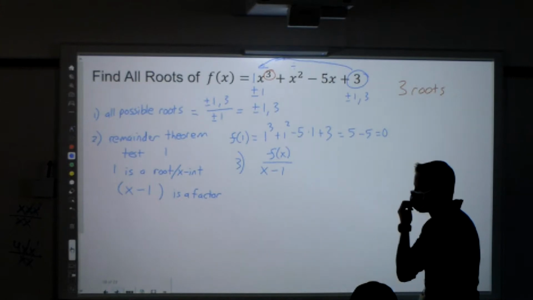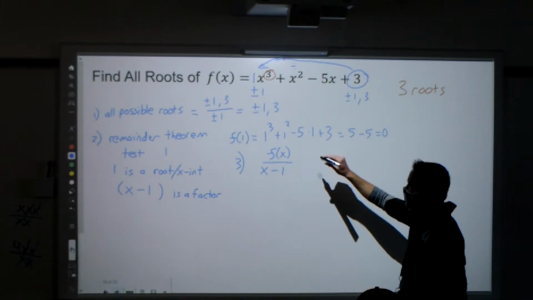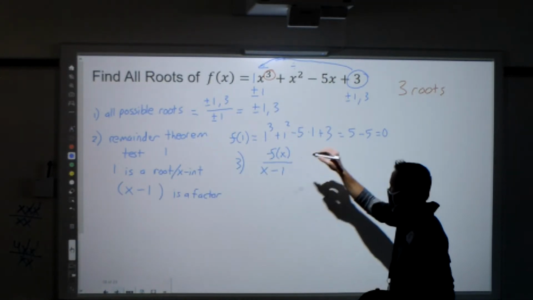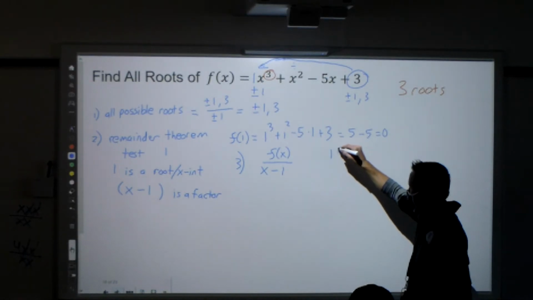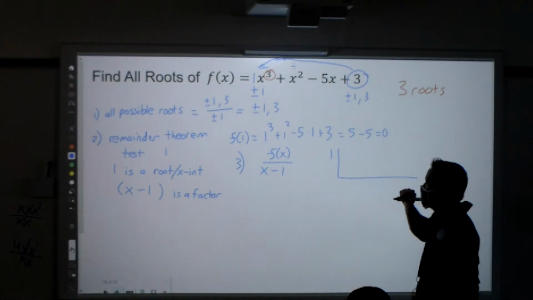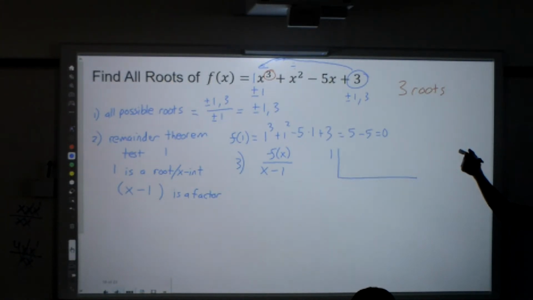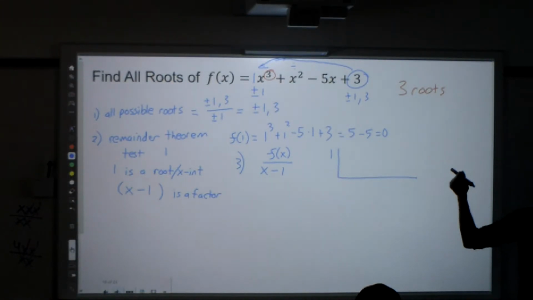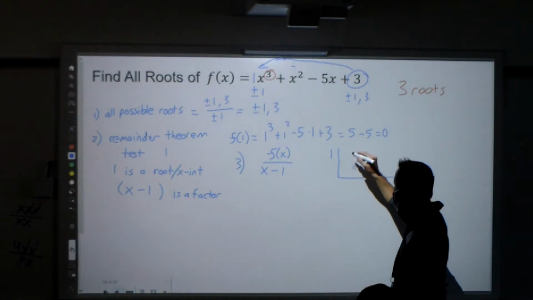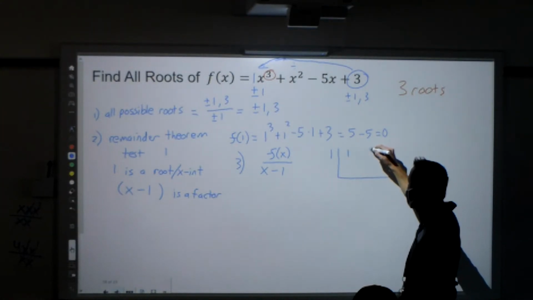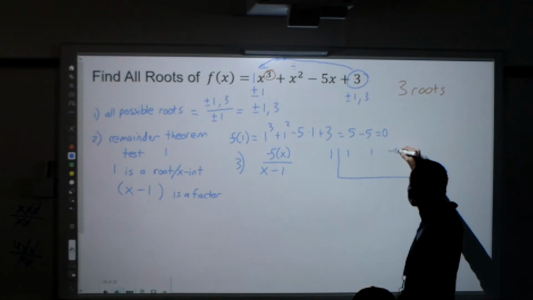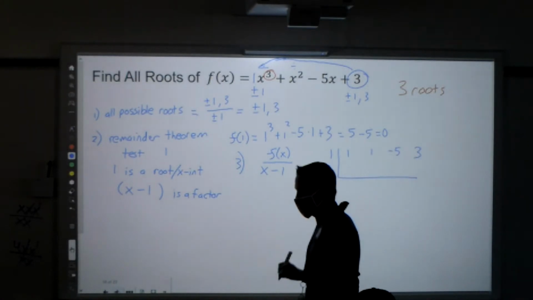Alright, so let's have a quick refresher on synthetic division. My root or my x-intercept, that's the number I put up here in the top left. And then what do I write across the top? The numbers are coefficients. So I have 1x cubed, 1x squared, negative 5x, and 3.